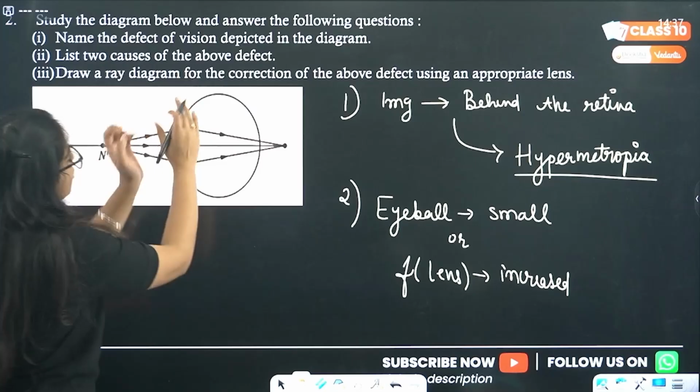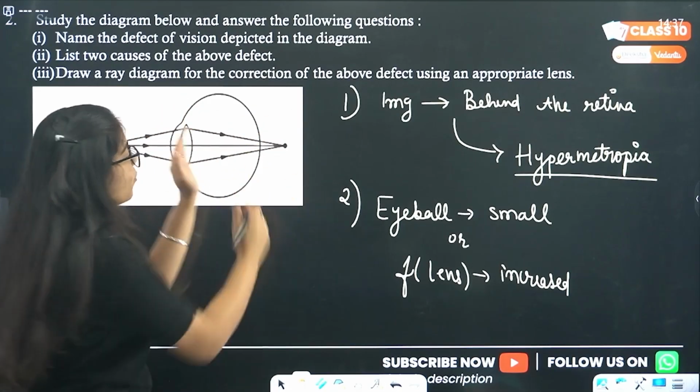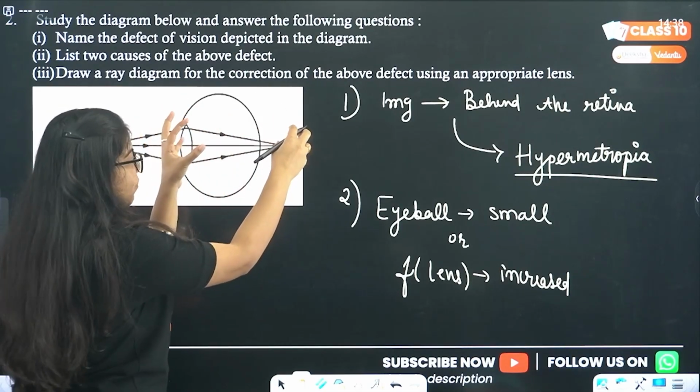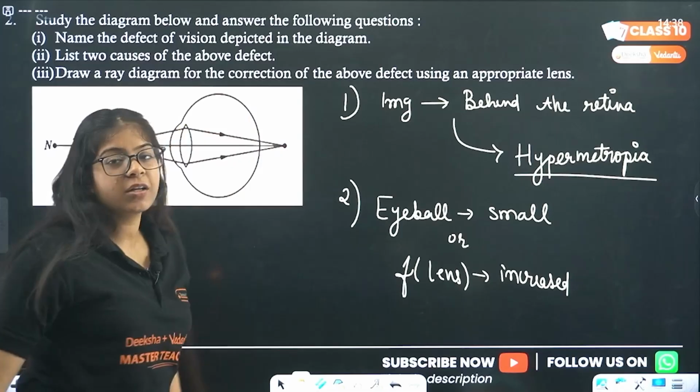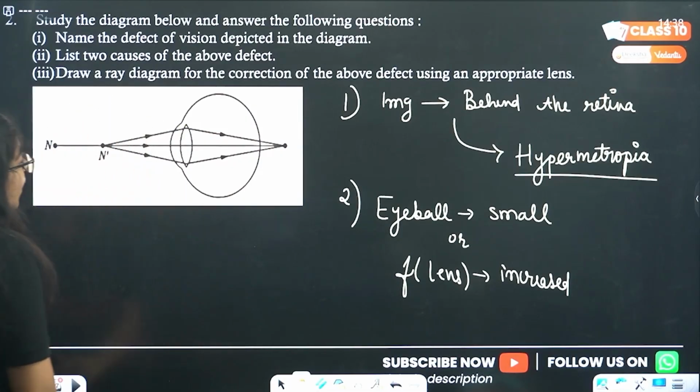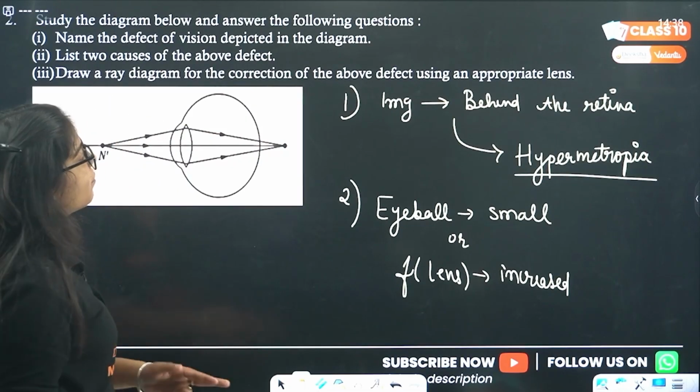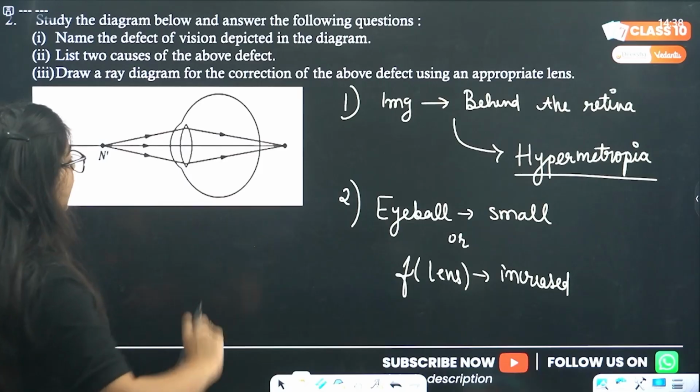The focal length increased, so it is focusing behind. The eyeball got shortened. The image is being formed at the same point, but the eyeball got shortened. Right? Draw a ray diagram for the correction of the above defect using an appropriate lens.